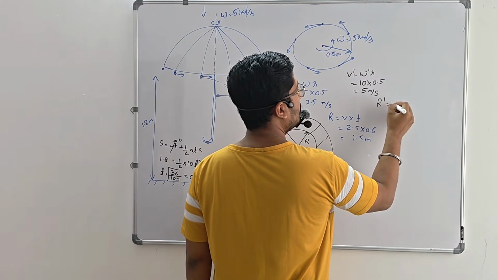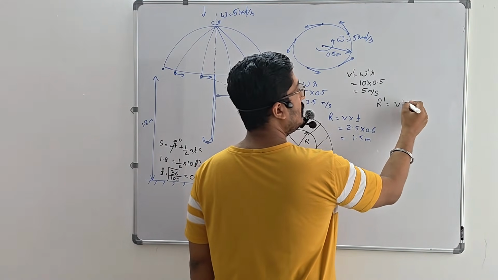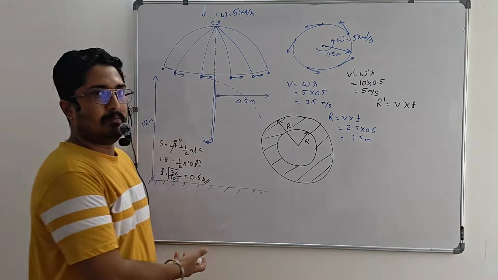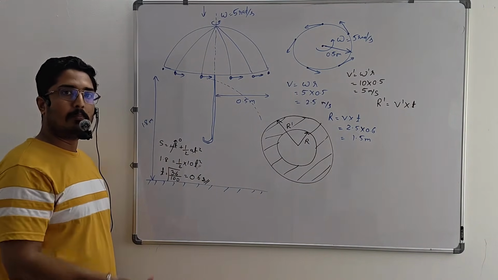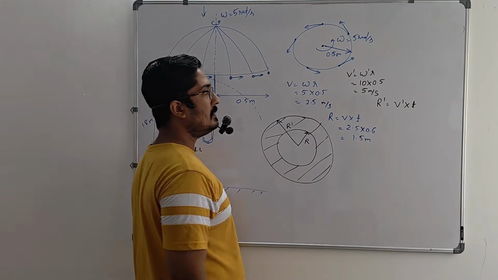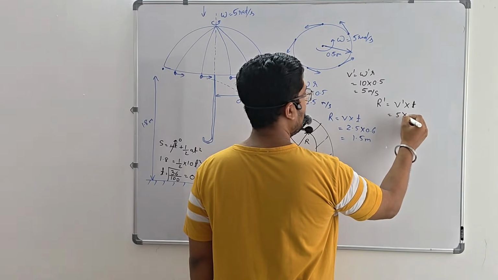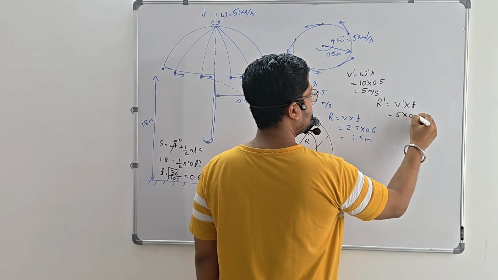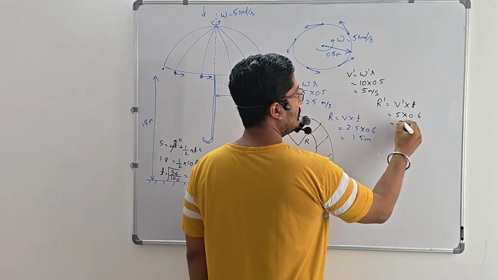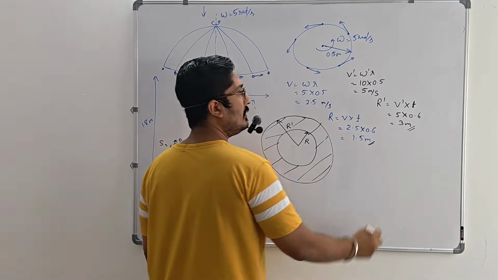So I'll be getting an R dash here, which is v dash into t. Time is same for both cases, right? Because the vertical component, there is no change. So obviously the time will remain same. So v dash is equal to, now 5 into the time again is 0.6. So 6, 5, 30. So this will become 3 meters. So I'm having two ranges.